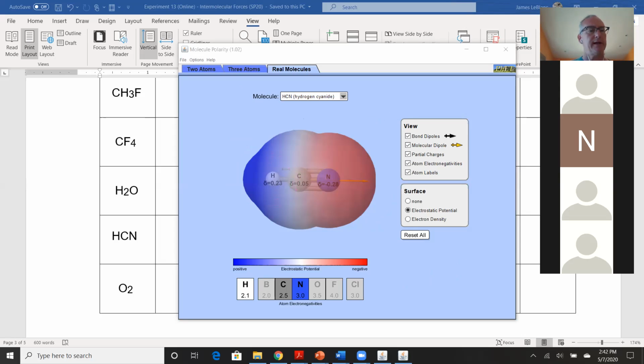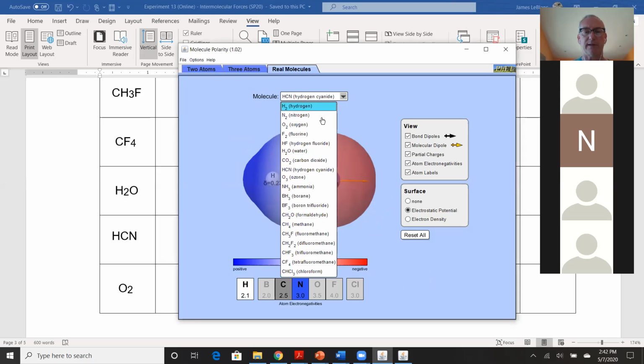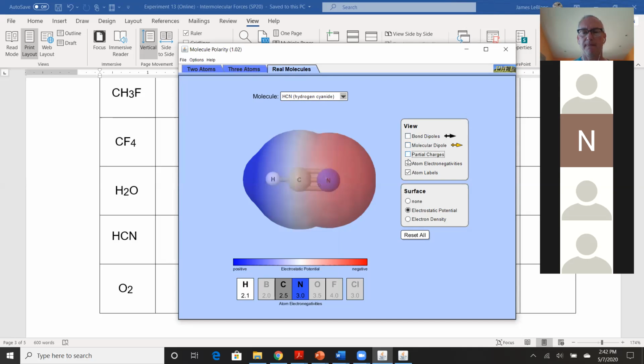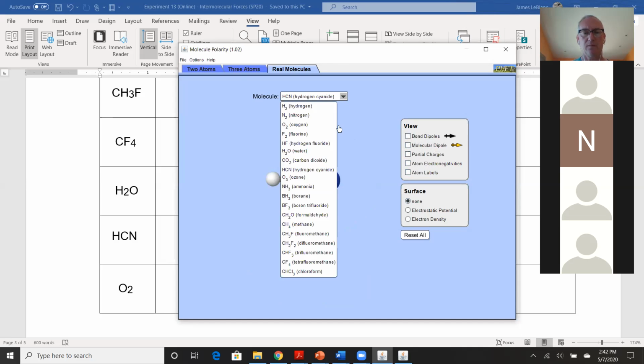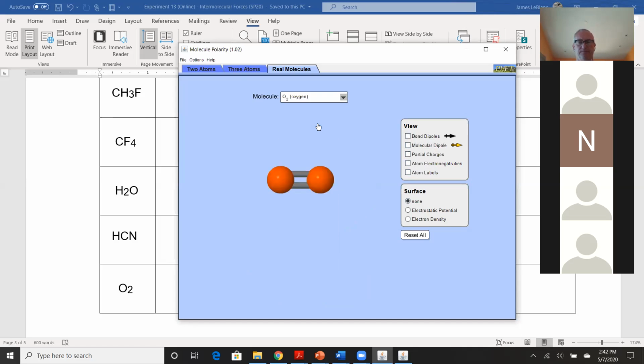So the last one is oxygen. That is one of the molecules you'll be measuring the boiling point of. All right, oxygen. Good old O2. There we go.